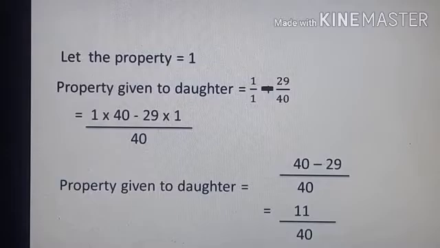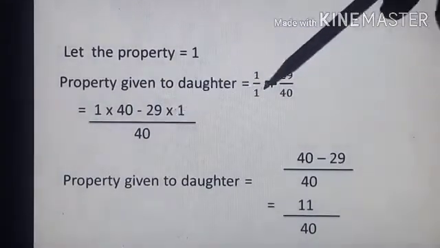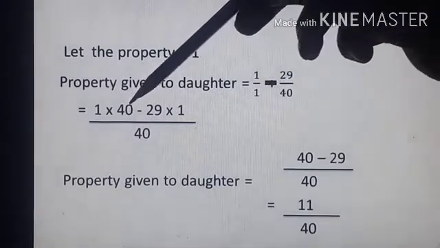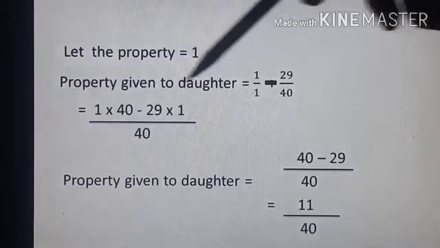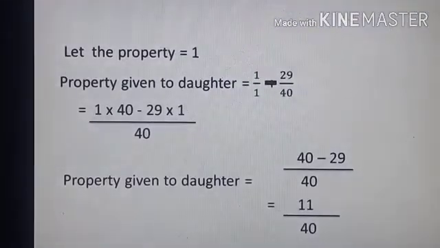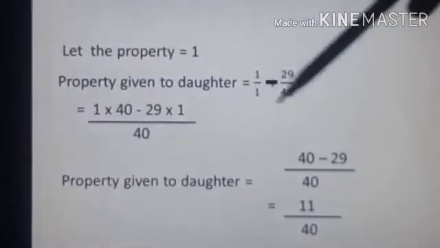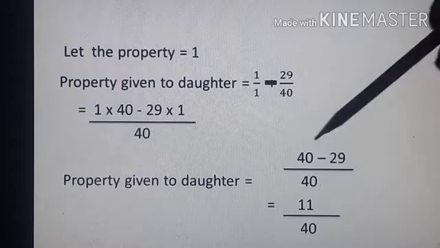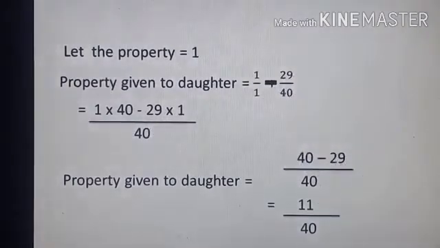Now 40 divided by 1, you will get your quotient 40. 40 multiplied by the numerator 1. 1 into 40. Minus 40 divided by 40, quotient is 1. So 29 into 1. 40 minus 29 is equal to 11/40. 40 minus 29/40, property given to daughter 11/40 part. Understood?